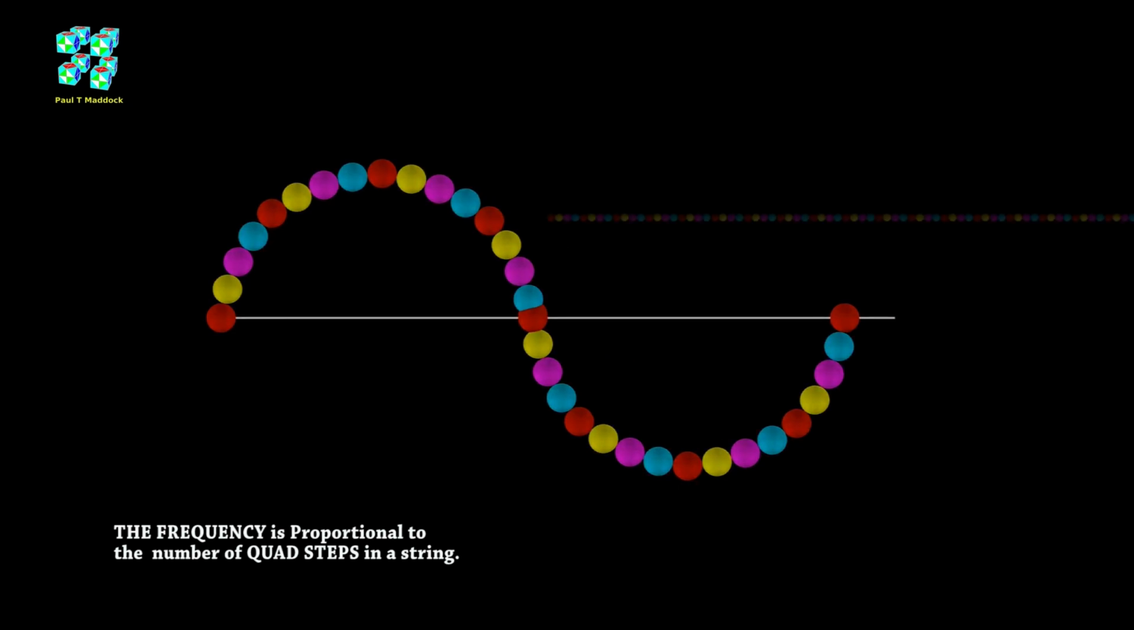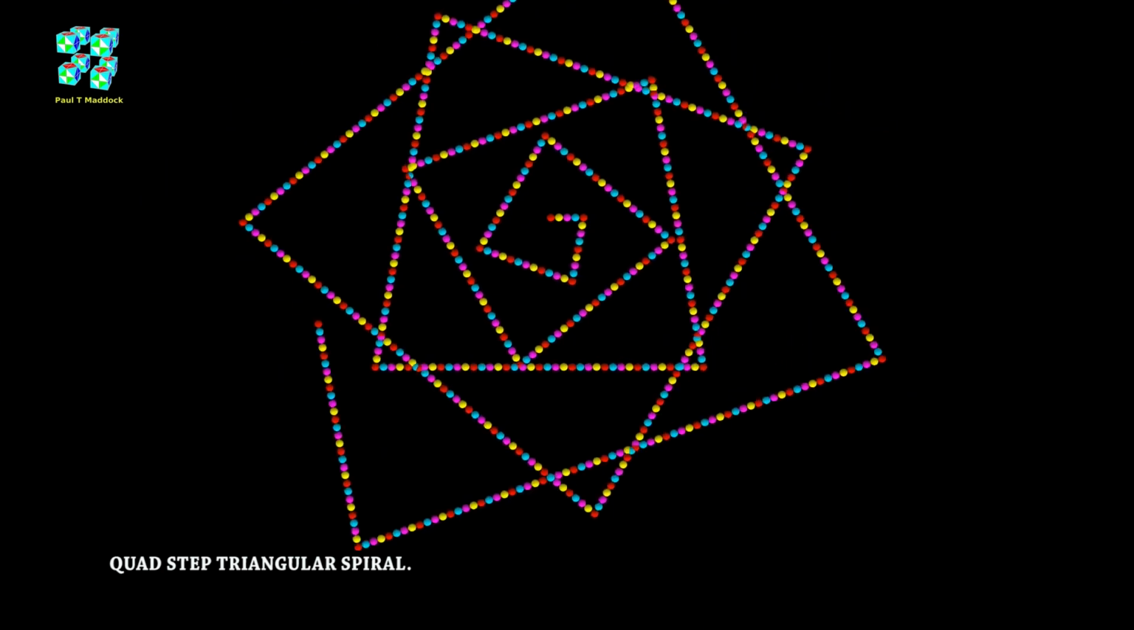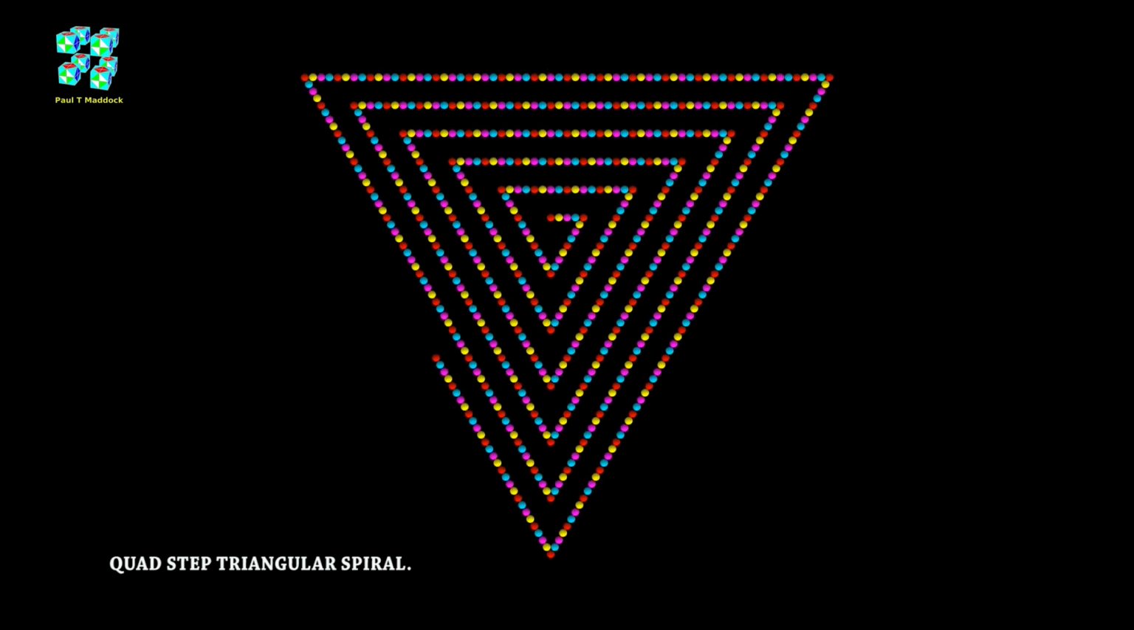Okay, I've got something else to show you. In front I'm showing you a triangular spiral that can be made with quad step. Now notice the gap between each edge is 1 quad step. A similar spiral can be made with a square also. The gap is also a quad step between the squares also.